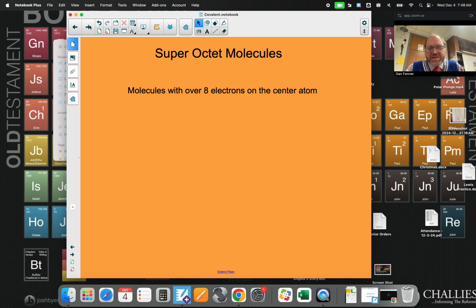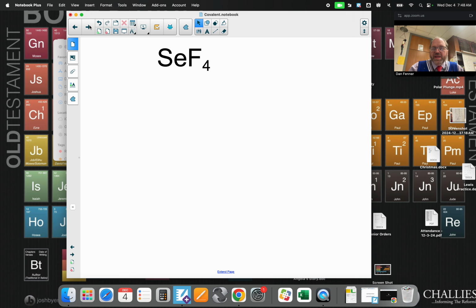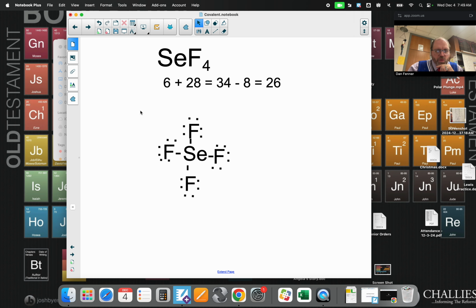All right, and the last thing we'll look at before we finish up here is something called superoctet molecules. With more than 8, we can do 10. We can even do 12 around the center atom. All right, so let's do selenium tetrafluoride. Selenium has 6. Fluorine has 7 times 4. That's 28 electrons. 6 and 28, 34 electrons. Selenium is my center. Fluorines go around. 4 bonds are needed, 2 electrons per bond. That's 8 electrons, 26. Put 4 times 6 to finish them up. That's only 24. That means I have 2 extras. 2 extras go on the center. I have 10 electrons on that structure.